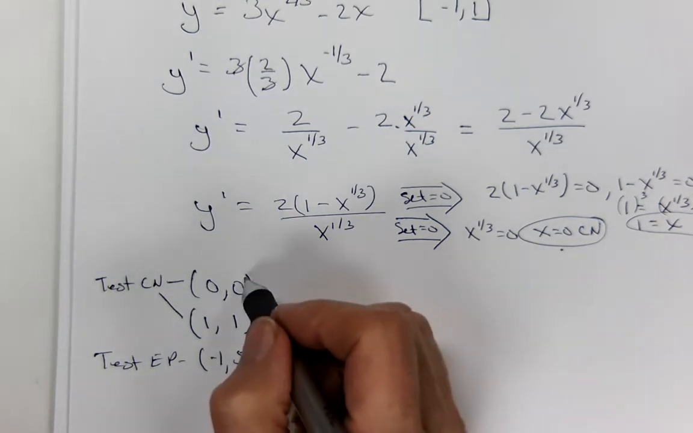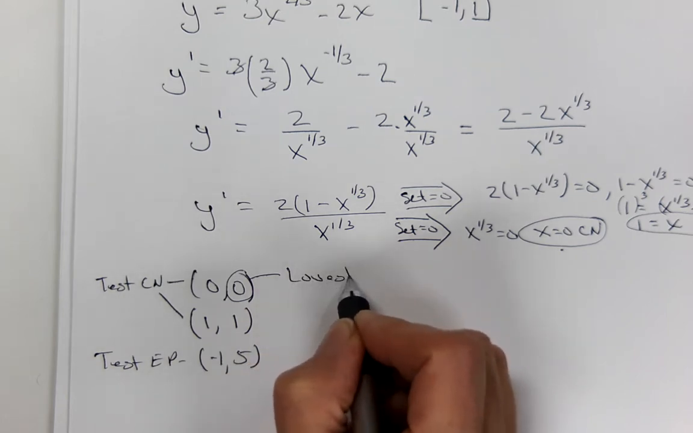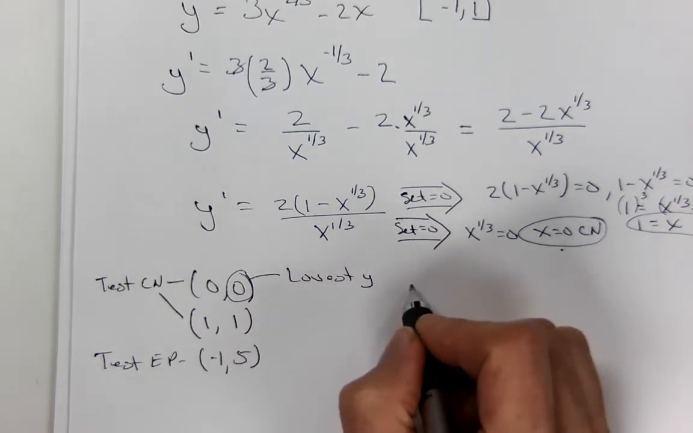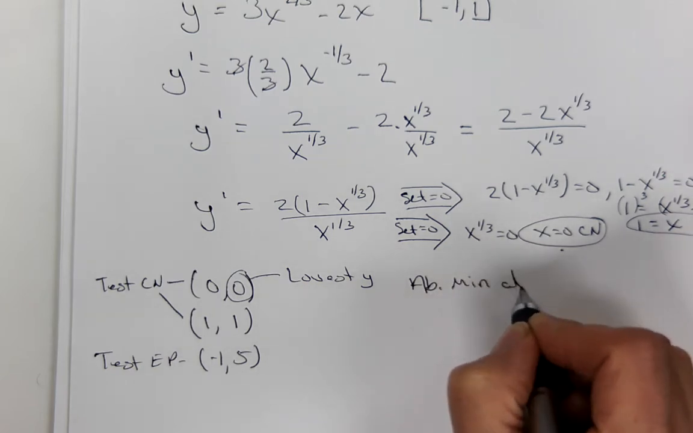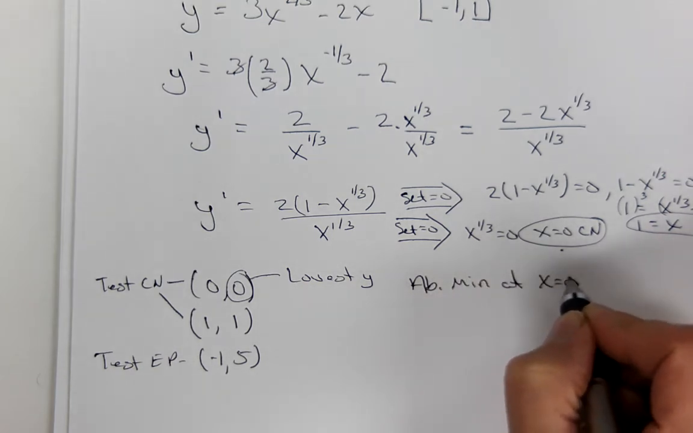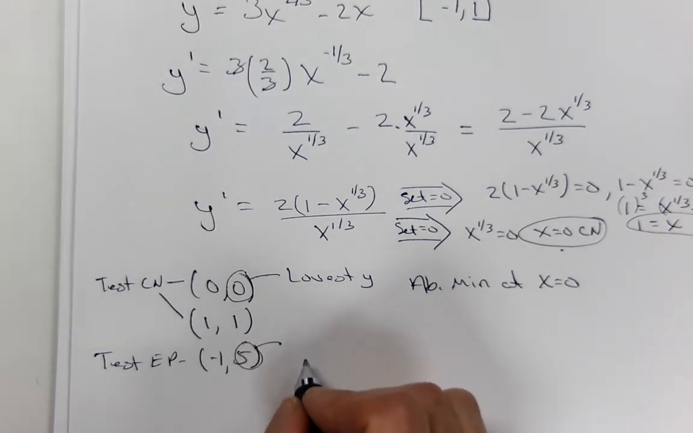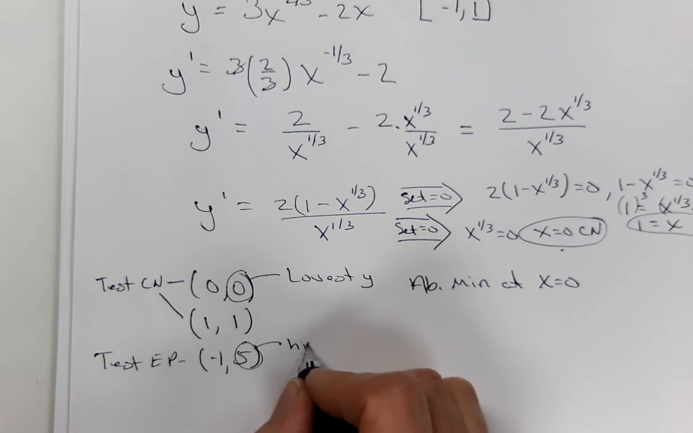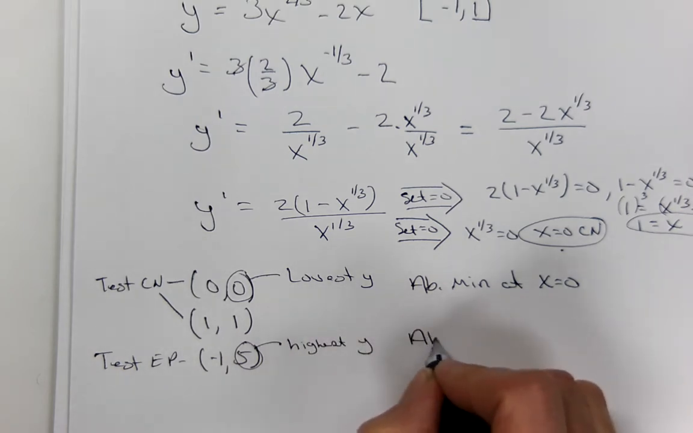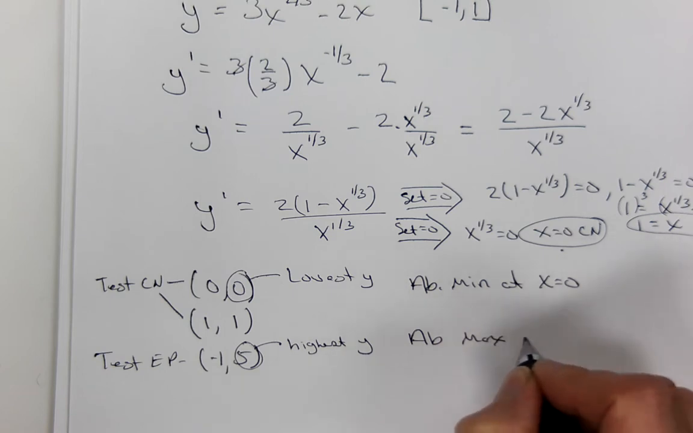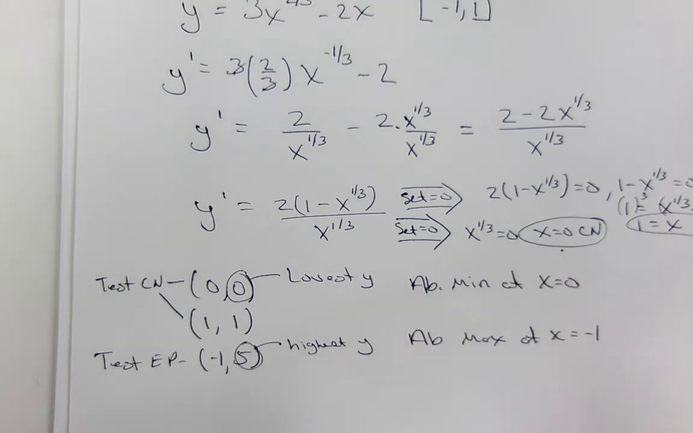So our lowest y value is here. So that means that we have an absolute min at the x part of the coordinate, 0. And our highest y is here. So we have an absolute max at the x part of the coordinate, x equals -1.